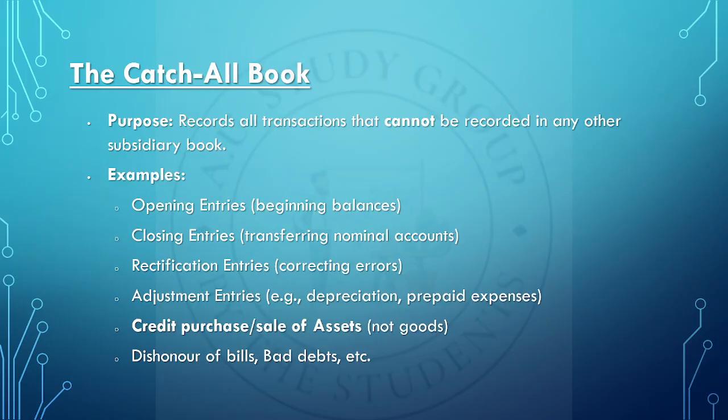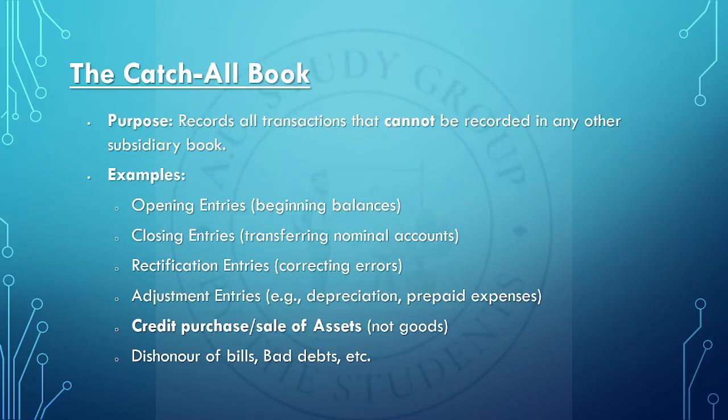Now the last one is the journal proper, the catch-all book. Whatever cannot be entered in these 7 books will be entered in the journal proper. The purpose is to record all transactions which do not fall under any other books. Examples are opening entries and closing entries. In our last video we posted certain entries: balance carried forward, balance brought down. Those entries are entered here in the journal proper.